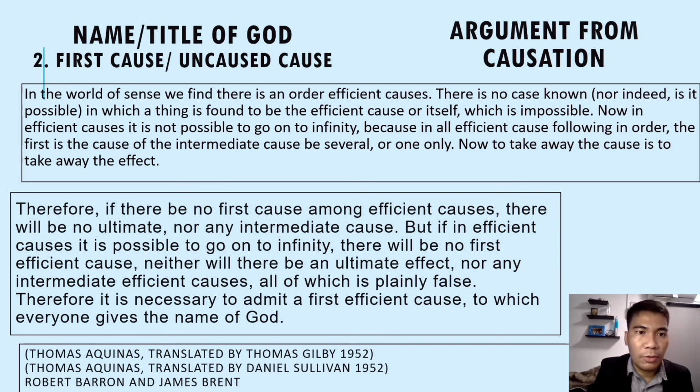Now, in efficient causes, it is not possible to go on to infinity, because in all efficient causes following in order, the first is the cause of the intermediate cause, be it several or one only. Now, to take away the cause is to take away the effect. Therefore, if there is no first cause among the efficient causes, there will be no ultimate nor any intermediate cause. But if in efficient causes it is possible to go on to infinity, there will be no first efficient cause, neither will there be an ultimate effect nor any intermediate efficient causes, all of which is plainly false. Therefore, it is necessary to admit a first efficient cause, to which everyone gives the name God.